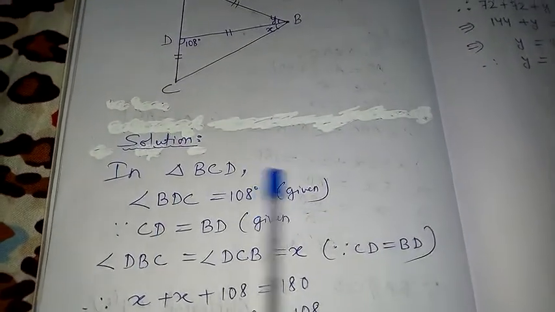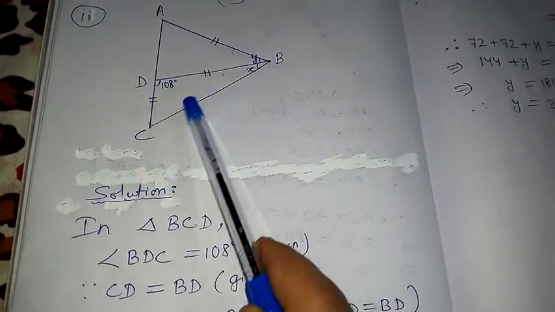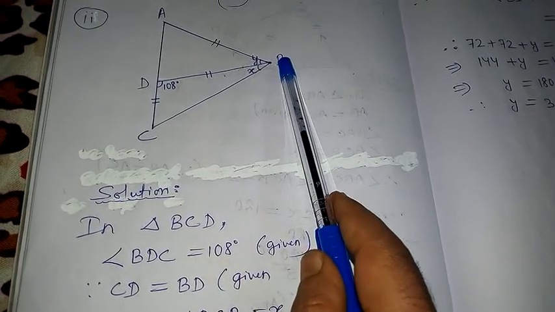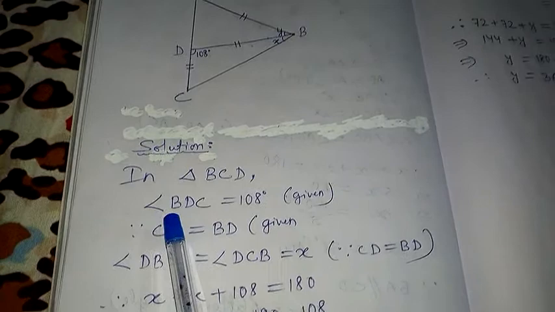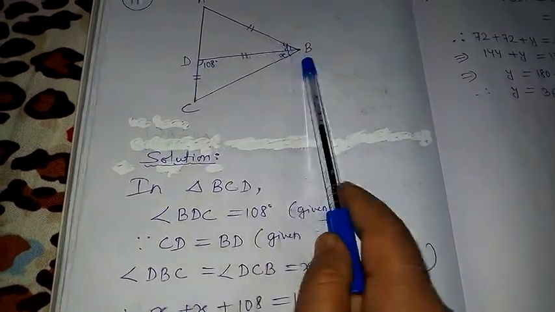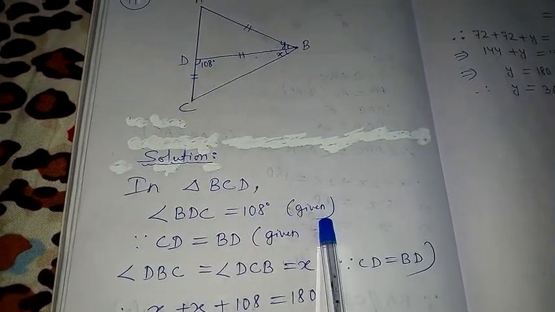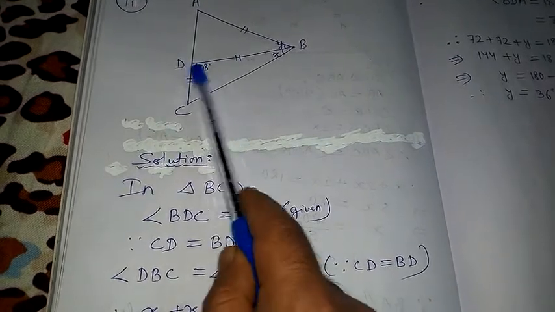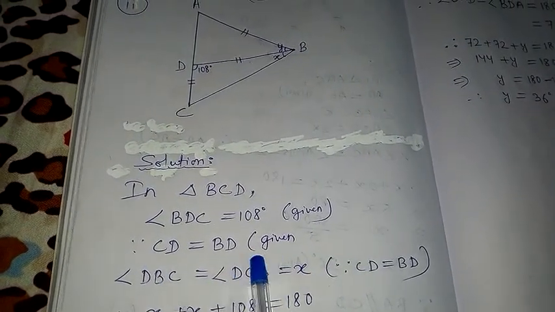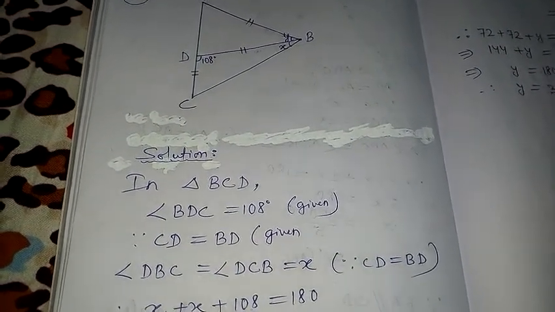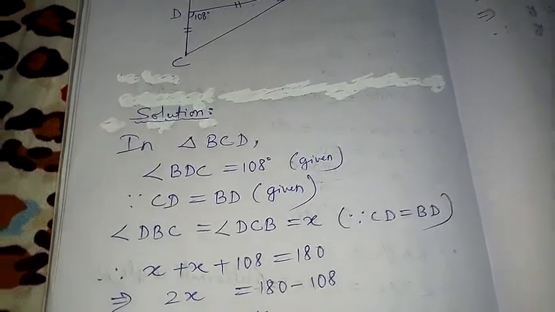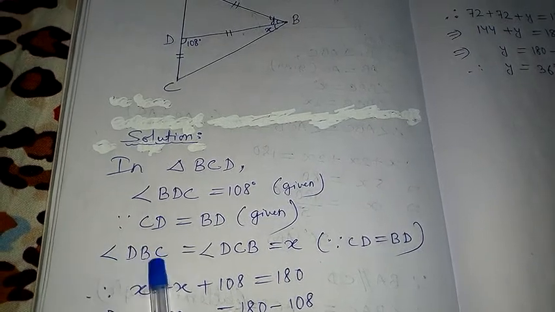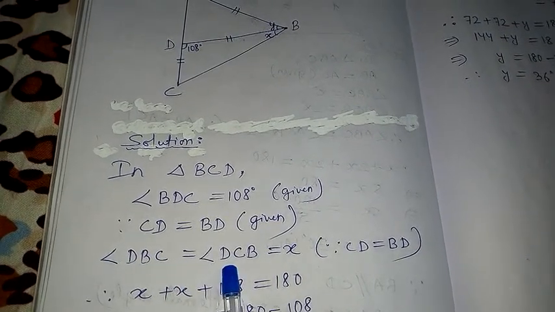So my solution starts in triangle BCD. First this lower triangle has been taken, BCD. In this triangle, angle BDC, this angle D is 108 degree given, and CD is equal to BD. CD is equal to BD, it is also given. You can see here it is given. Now next, angle DBC equal to angle DCB.